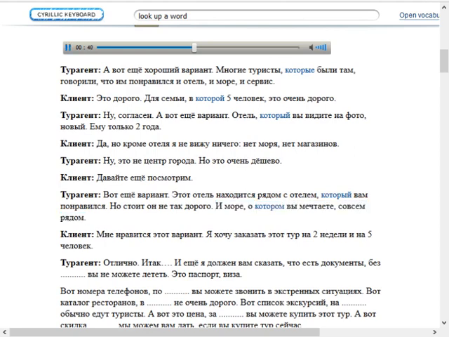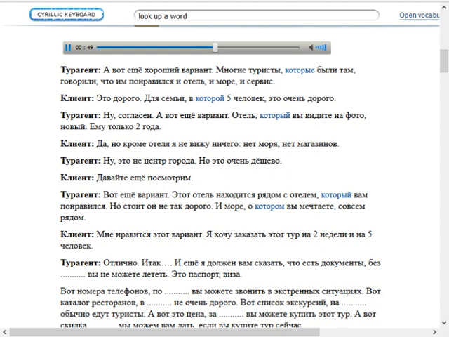Мне нравится этот вариант. I like this variant. Я хочу заказать этот тур на 2 недели и на 5 человек. Okay, so I want to order this tour for 2 weeks and for 5 people. Отлично. Итак, so, отлично is excellent, and итак is like, well, let's see.